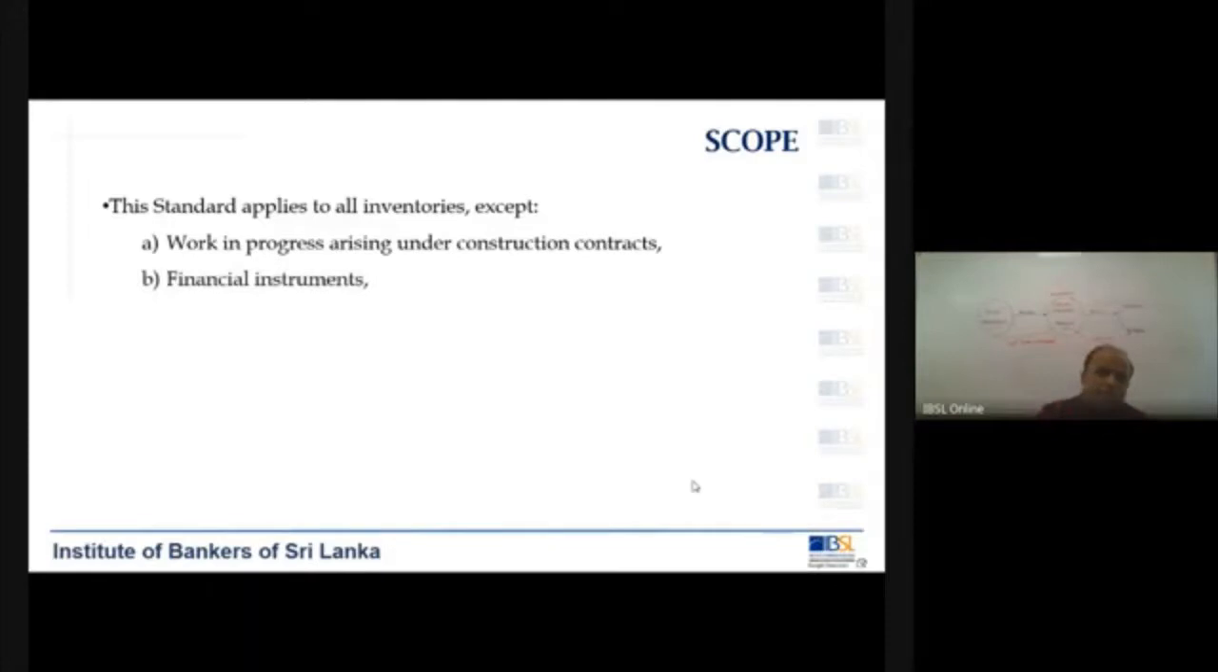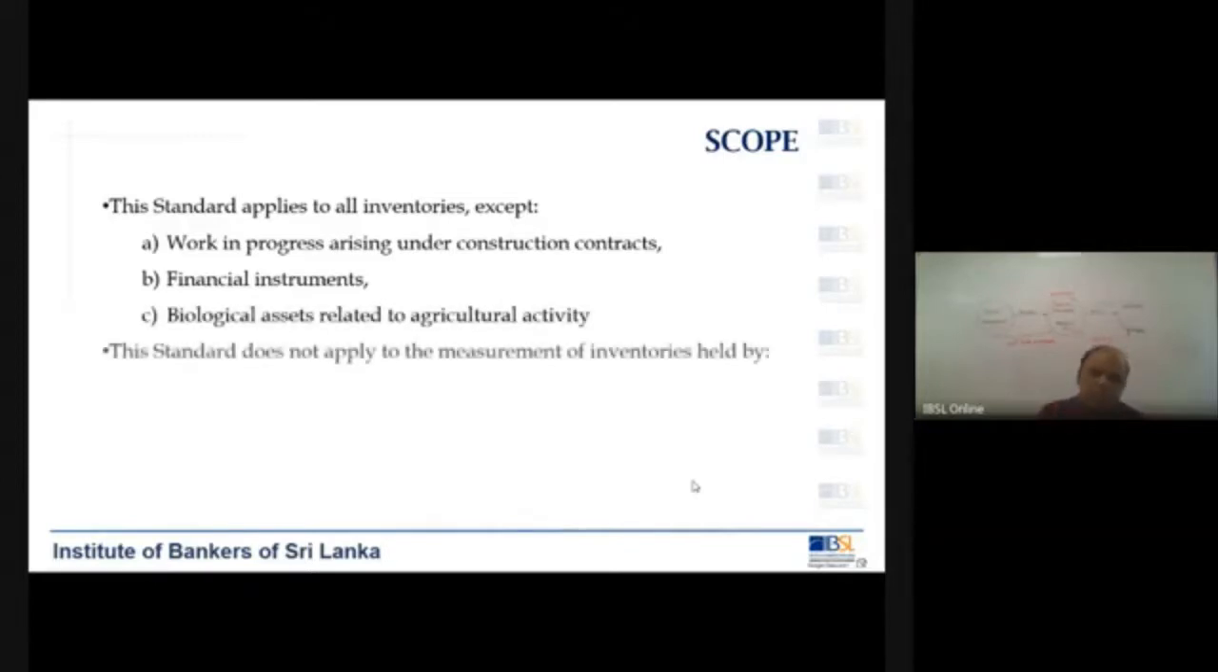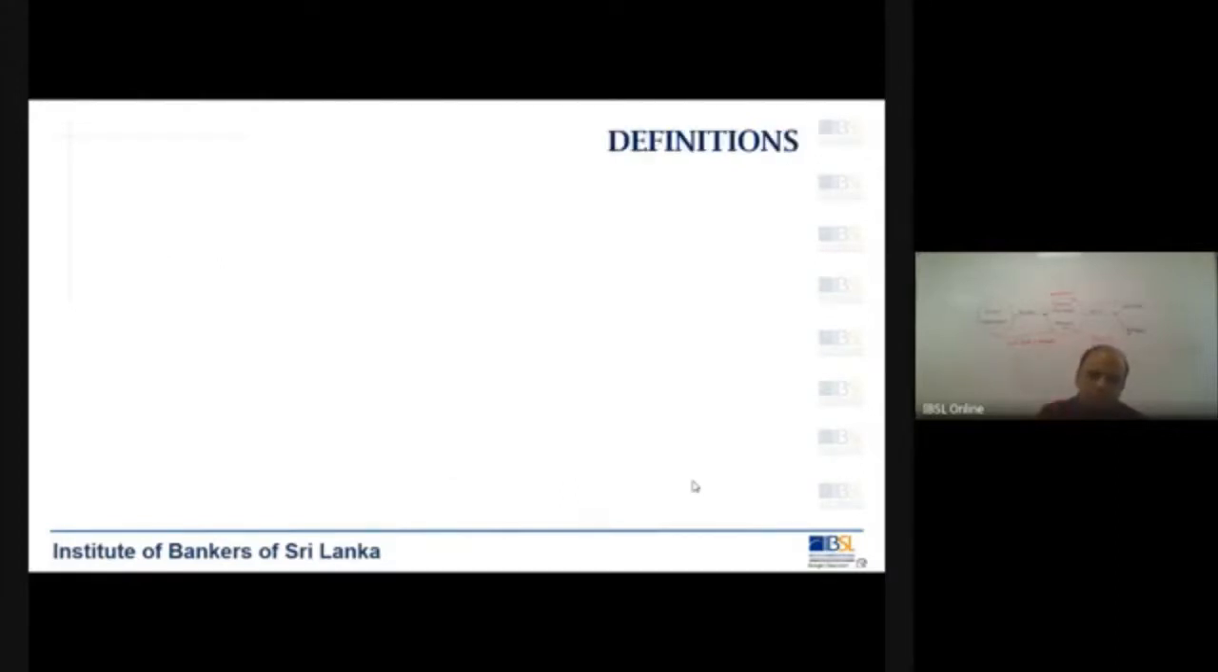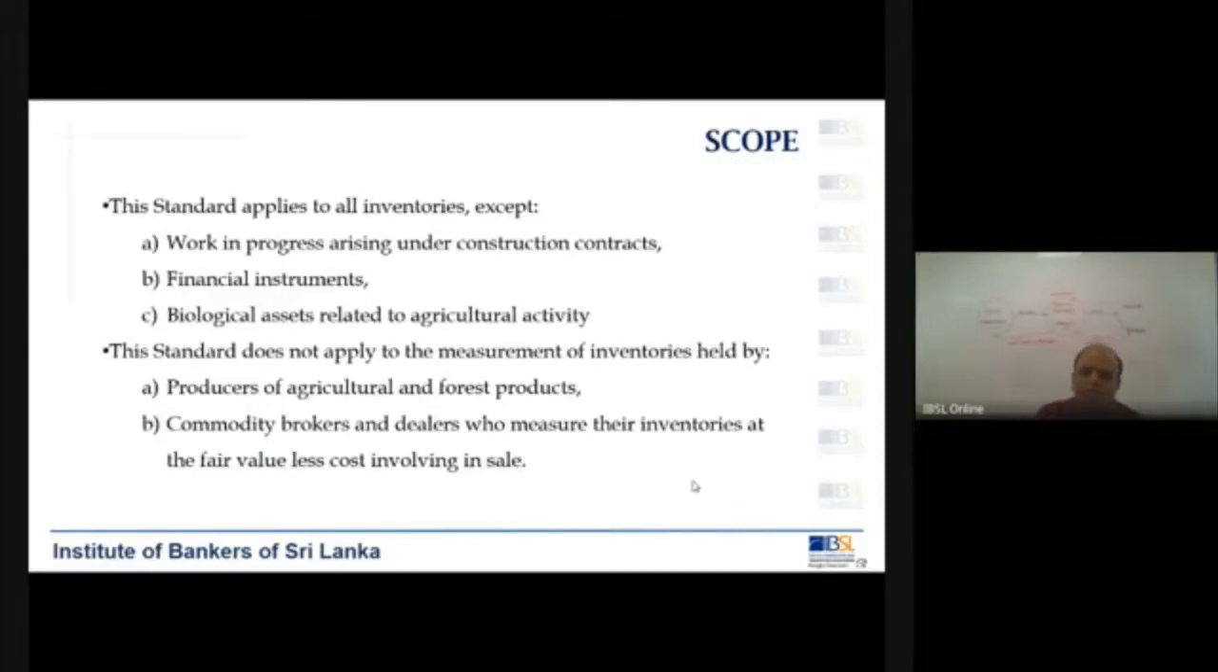Then there is another standard which we will have to learn towards the latter part of our module, financial instruments, that we will take up last. Then biological assets related to agriculture activity, those it will not apply. This standard does not apply to the measurement of inventories held by producers of agriculture and forest products, commodity brokers and dealers, all those will not be applicable.